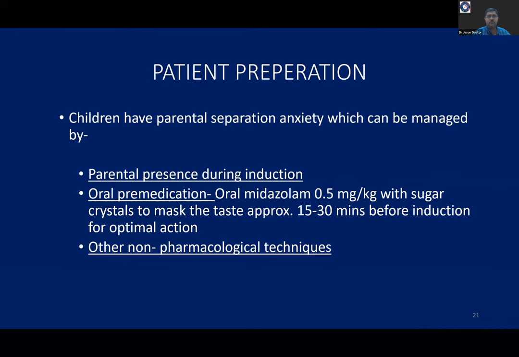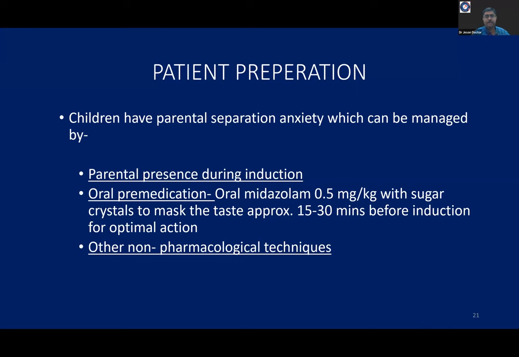So there, I'll be brief on this because this is a topic in itself. Okay, so you can give the children any anxiolytic, like we usually prescribe oral midazolam 0.5 milligram per kilo with sugar crystals to mask the bitter taste of the oral midazolam ampoule. So there is a midazolam ampoule of 5 milligrams per ml. So that is a concentrated solution.